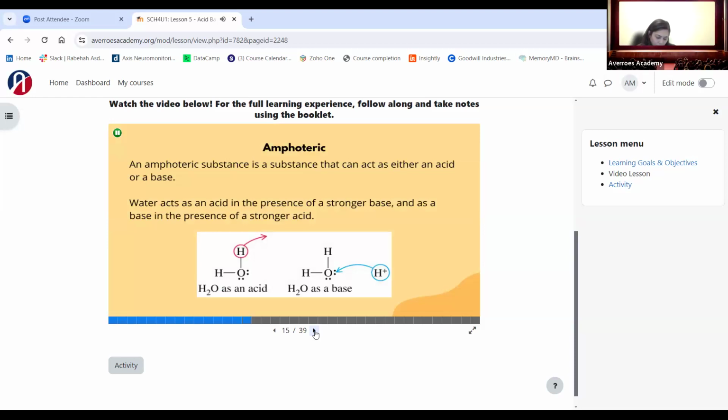You also have amphoteric substances, and those are substances that can act as either an acid or a base. So water acts as an acid in the presence of a stronger base, but it can also act as a base if it's in the presence of a stronger acid, right? It can become OH- or it can become H3O+. So it is amphoteric. It can be an acid or a base.